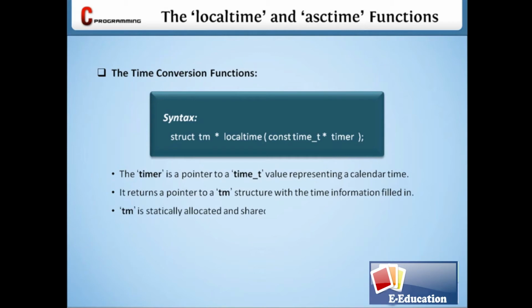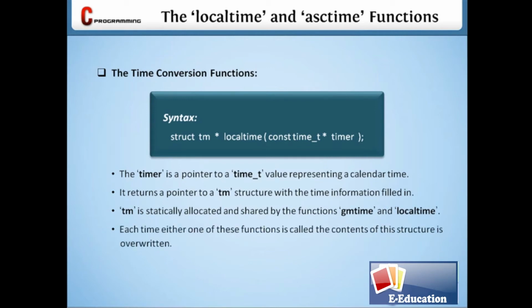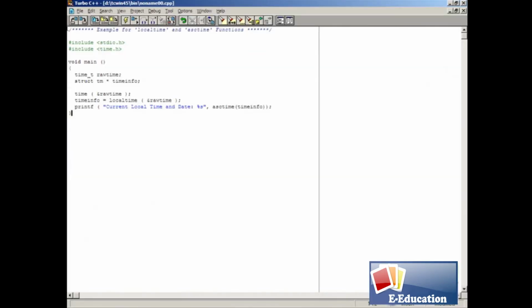This structure is statically allocated and shared by the functions gmtime and localtime. Each time either one of these functions is called, the contents of the structure is overwritten. To learn more about the localtime function, take a look at this example.